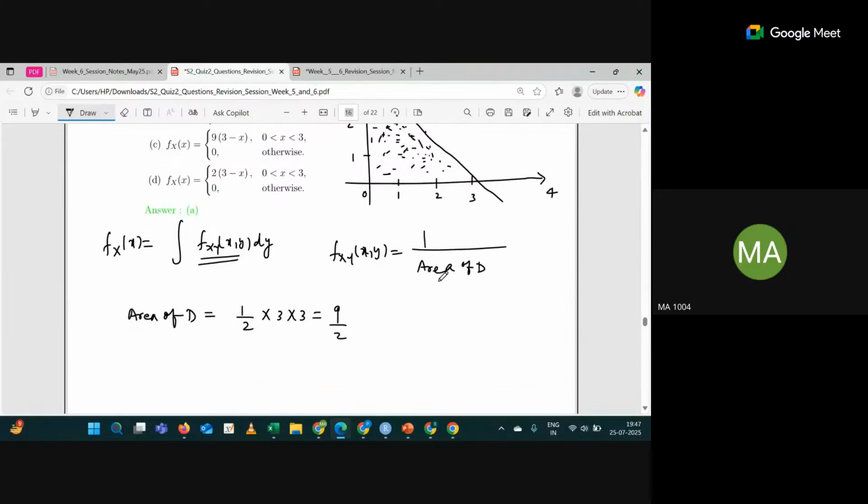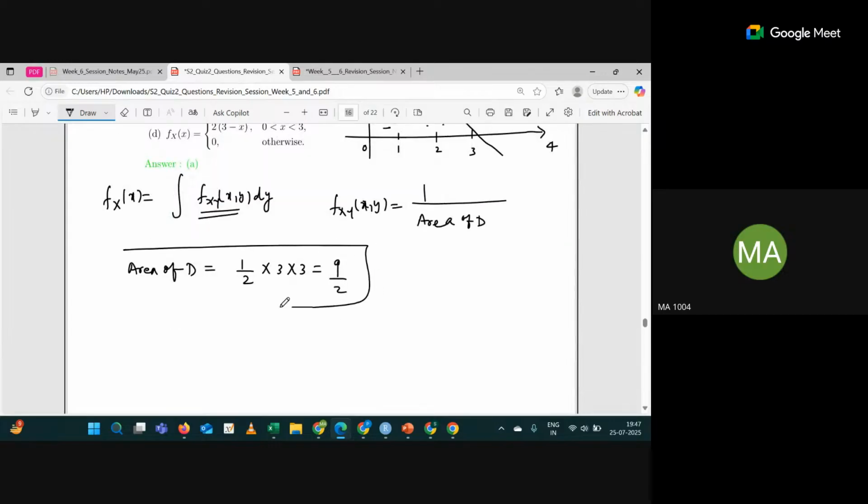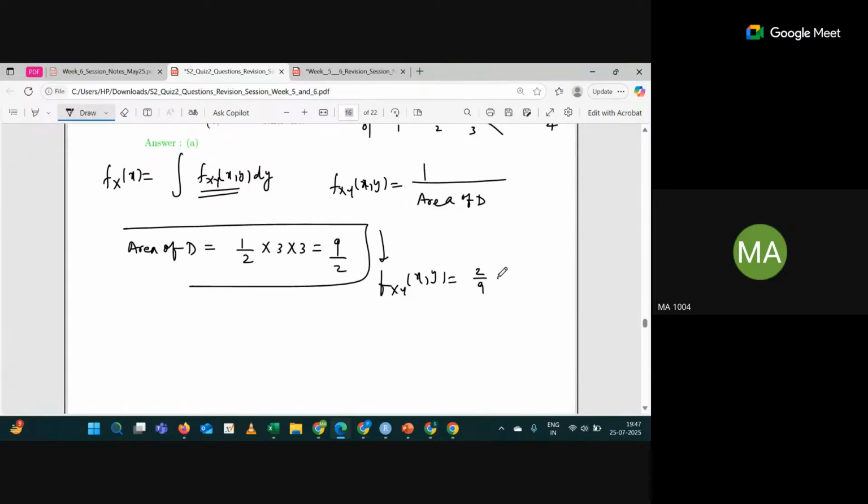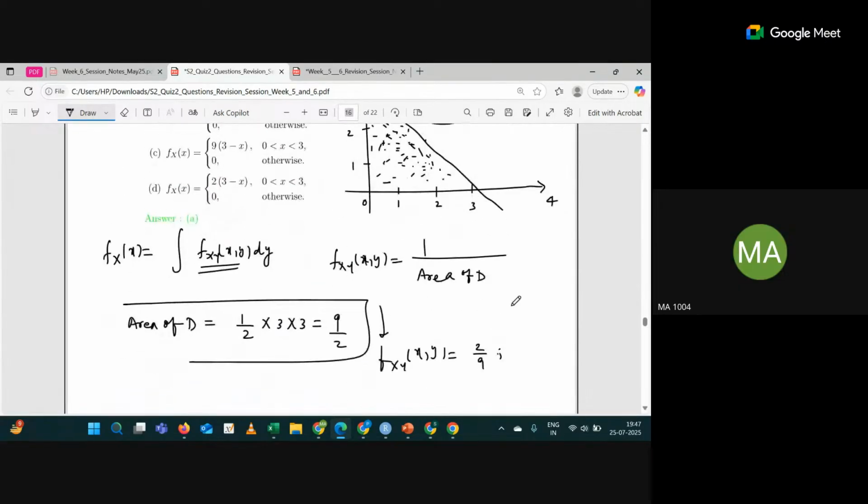Are you getting it? So this is the area of D. What will be f of x, y, the joint density? This will be 1 upon 9 by 2, which is nothing but 2 by 9. Clear? This 2 by 9 is defined when x is 0 to 3.